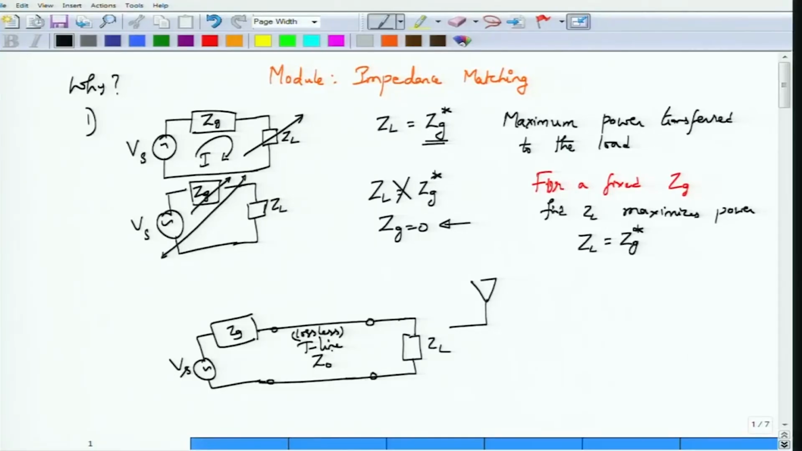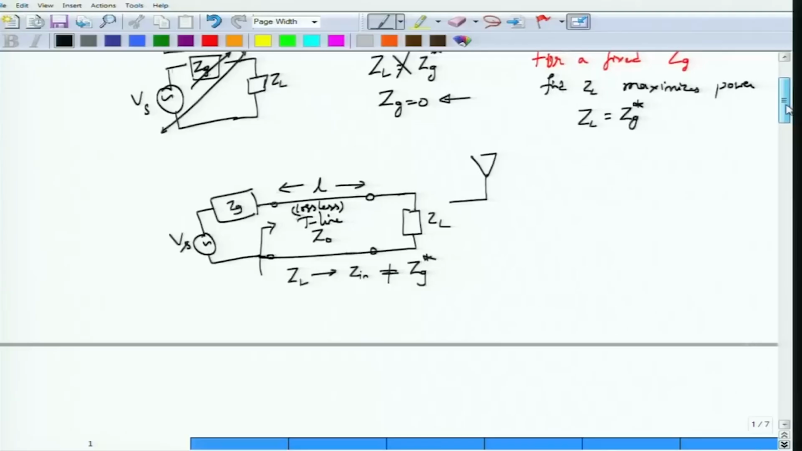For this lossless transmission line characterized by the characteristic impedance Z0, we obviously know that if the transmission line has a length L, in general ZL gets transformed by the impedance formula, and the input impedance Zin will not normally be equal to Zg complex conjugate. So this is not normally equal.